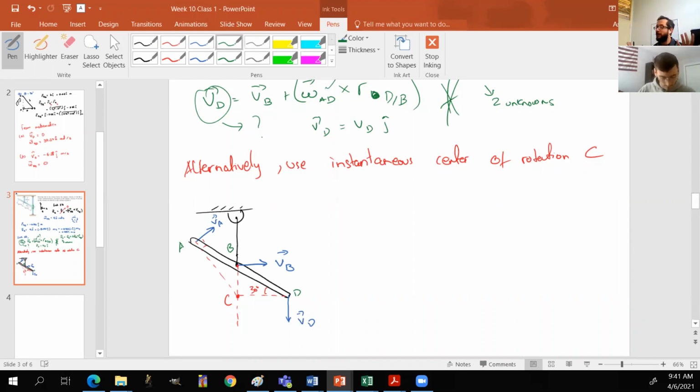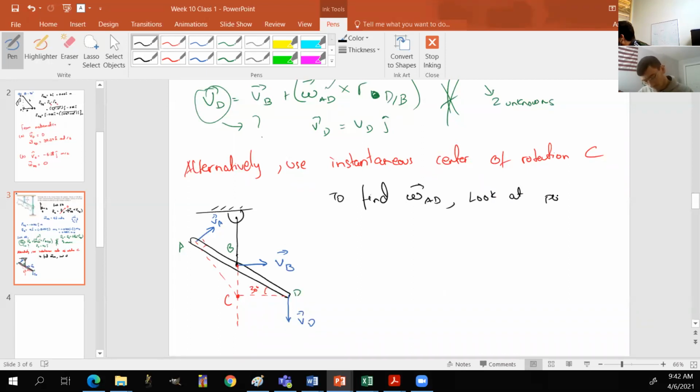All right, so now to find not AD, sorry, omega AD, what I can do is I can look at point B with respect to C, right? And I get my expression for VB. And if you're not sure of the instantaneous center of rotation expression, you can just use your general equation and then take it from there, right? So you can say that VB is equal to the velocity of the point C plus omega AD crossed with R of B relative to C.